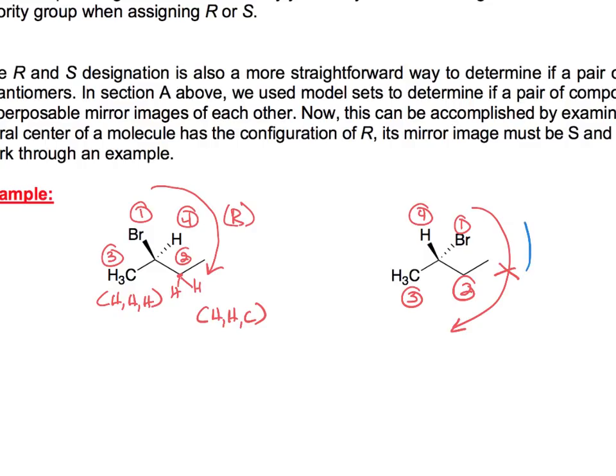If we reverse it, so the blue arrow, that gives us counterclockwise, which is S. So this stereocenter is S, this stereocenter is R. They are opposite of one another. So what this tells us is that these two compounds are in fact enantiomers. So using the R and S designation, it's a good way to figure out if two compounds are enantiomers or the same compound.